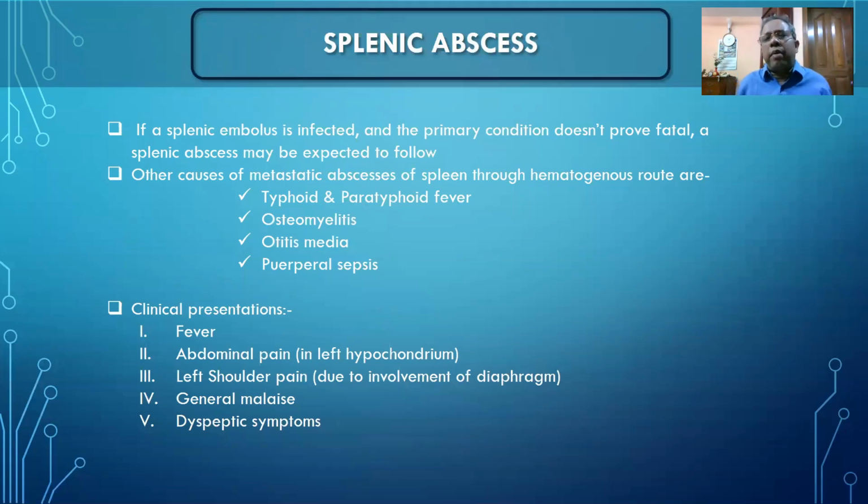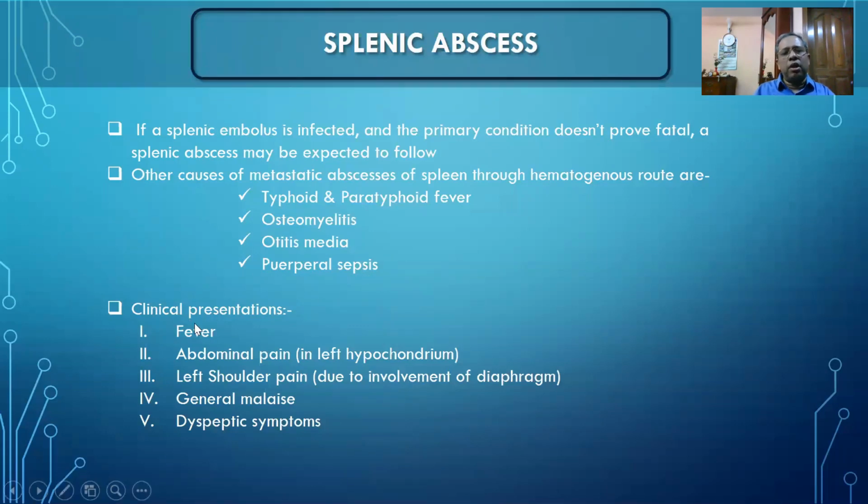So an abscess can develop anywhere in the body. The spleen is not an immune-privileged organ, so it can develop a splenic abscess. If a splenic embolus is infected, like in mitral stenosis or bacterial endocarditis, that bacterial focus goes into the spleen, settles there, and forms an abscess. If the primary condition does not prove fatal, a splenic abscess may be expected to follow. Other causes of metastatic abscess of the spleen through the hematogenous route are typhoid, paratyphoid fever, osteomyelitis, otitis media, and peripheral sepsis. Any cause of bacteremia can carry bacteria to the spleen and cause a splenic abscess.